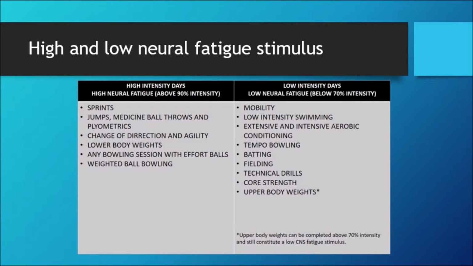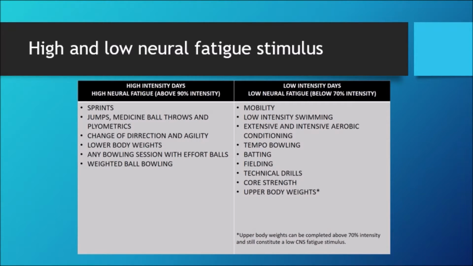So as you can see in this figure I've got here, we would divide the types of training activities that we would do into these two categories. On the left, our high intensity training days with a high neural fatigue, which constitutes an intensity of above 90% of what you would have as a personal best in that particular activity, includes sprints, jumps, medicine ball throws and plyometrics, change of direction and agility, lower body weights, any bowling session where you're bowling effort balls, and weighted ball bowling if that's something that you do.